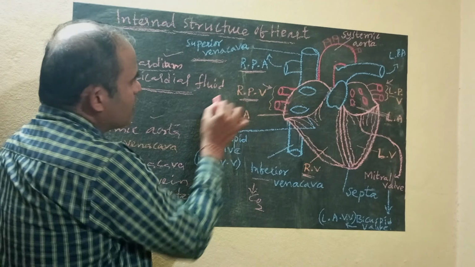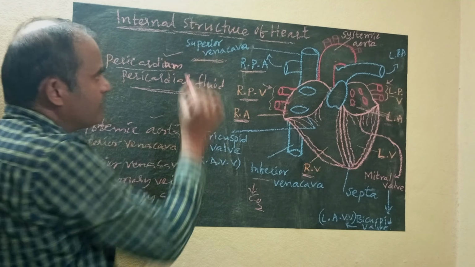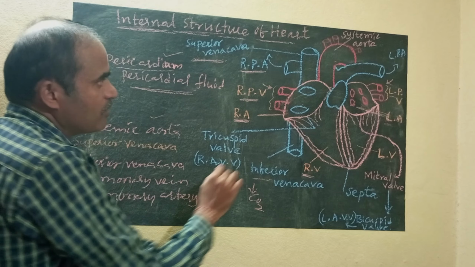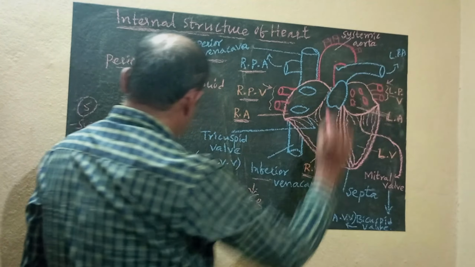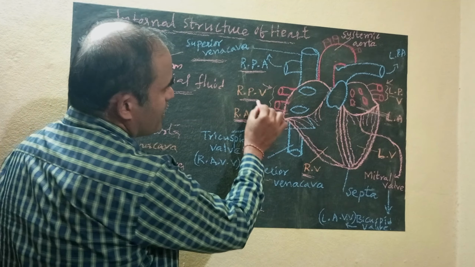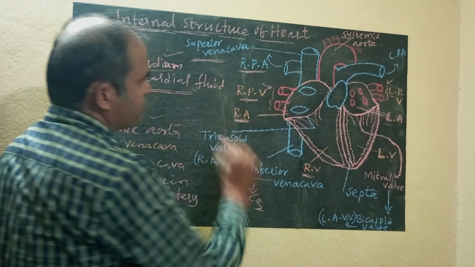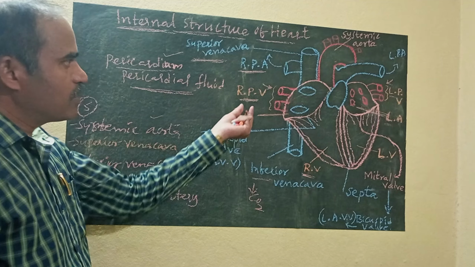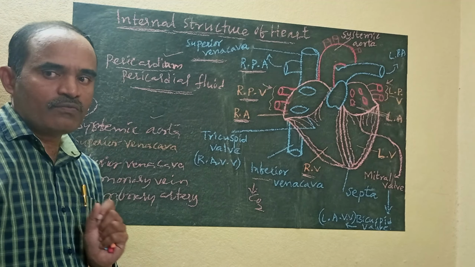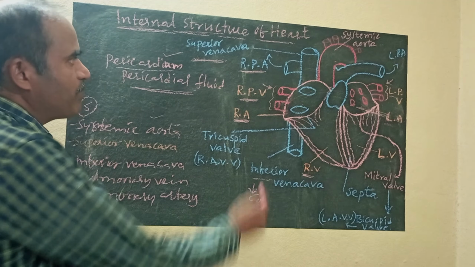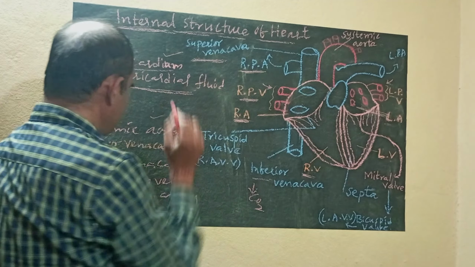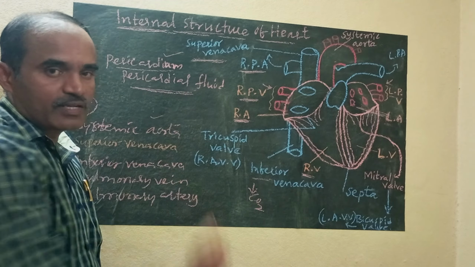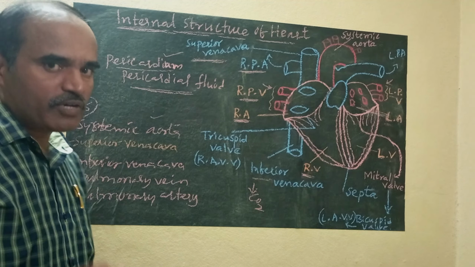Total five: systemic aorta, superior vena cava, inferior vena cava, pulmonary vein, and pulmonary artery. So in total, five major blood vessels.